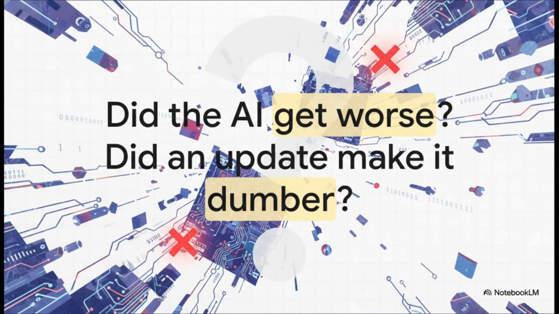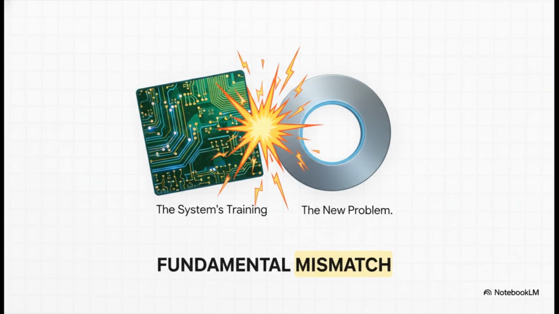So your immediate thought, and it's a totally logical one, is what just happened? Is the AI broken? Did a recent update somehow make it dumber? Did the AI actually get worse? Well, the short answer is no. The system didn't get worse. What you experienced wasn't the system breaking down. It was something else entirely, a fundamental mismatch in how the system learned in the first place.